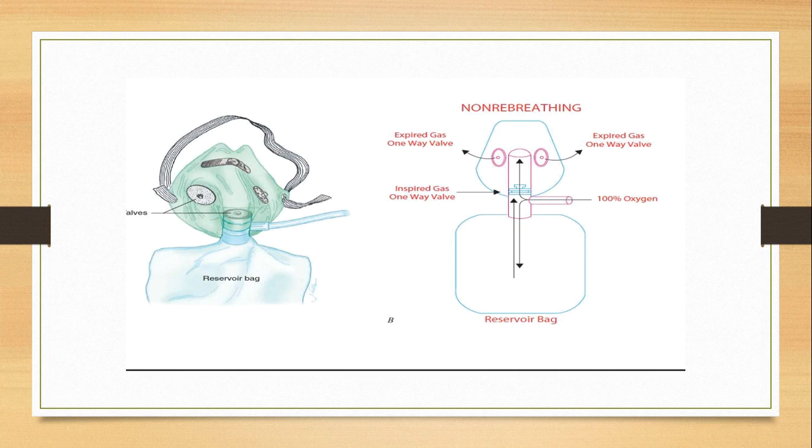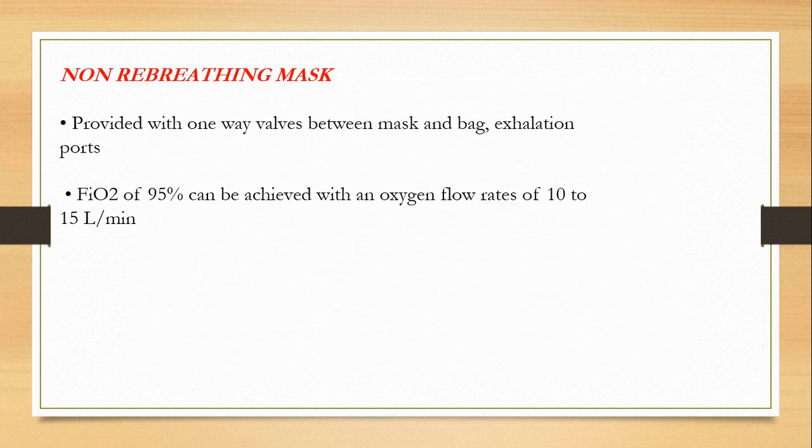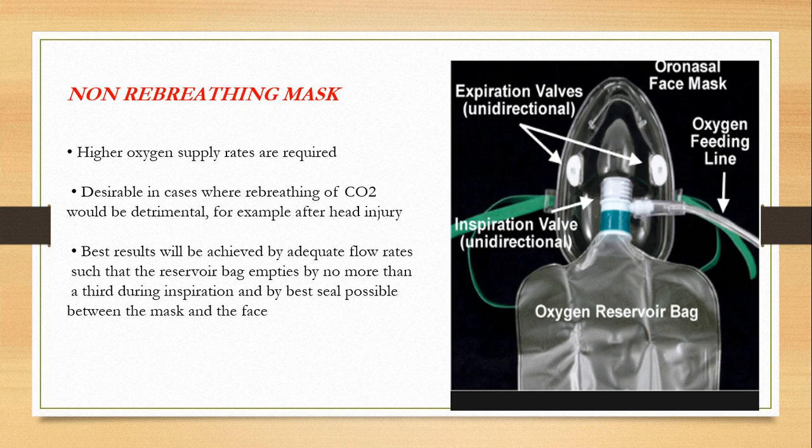Now the non-rebreathing mask is more or less similar to the partial rebreathing mask, except that instead of the expiratory ports, here there is a one-way valve. So only exhalation can happen, no inhalation can happen from there, and FiO2s of about 95 to 100% can be achieved with 10 to 15 liters of oxygen flow in this. So there are the expiration valves. The inspiration valve is there, only unidirectional flow of gas is possible, and there is an oxygen feeding line as you can see in the picture.